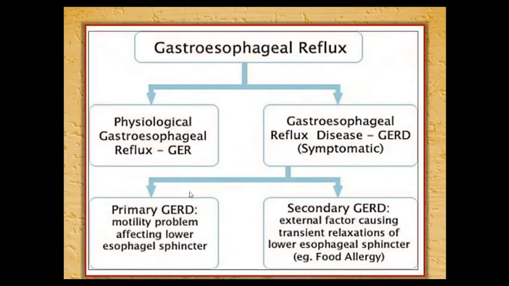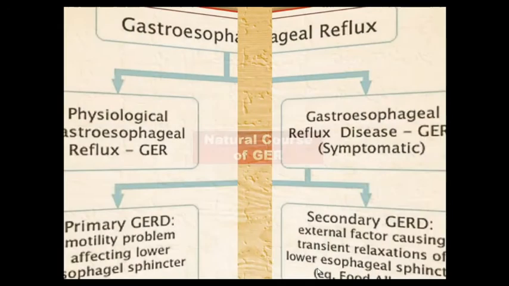So we clarify the gastroesophageal reflux can be classified into two: physiological, and pathologic or symptomatic. That's called gastroesophageal reflux disease, which may be due to primary causes, motility problems affecting the lower esophageal sphincter, or secondary causes, like external factors causing transient relaxation of the lower esophageal sphincter. An example of this is food allergy.